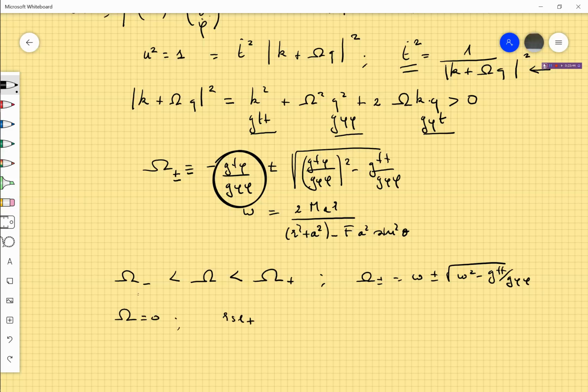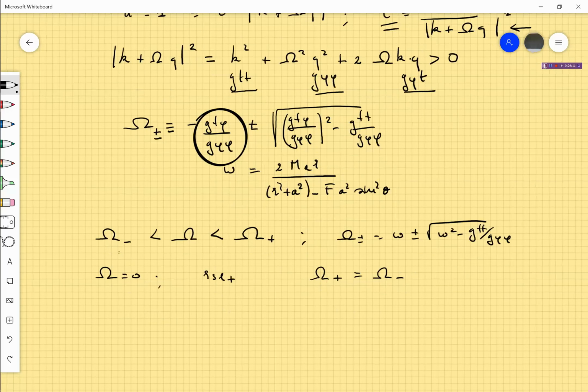You can check that when you move inwards towards smaller values of r, omega minus grows and omega plus decreases. So at some point you will find that omega plus is equal to omega minus, and this will be the only allowed value for omega. This happens when f is 0.